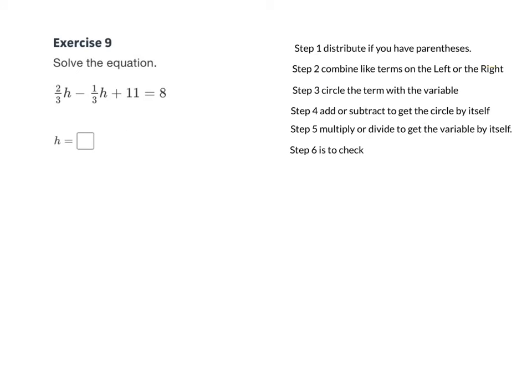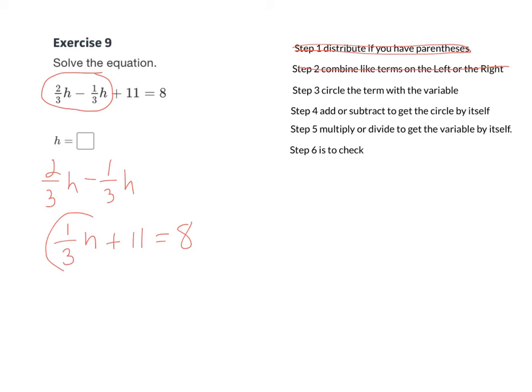The last one we have on the homework assignment. Distribute if you have parentheses, which we don't have. Combine like terms. We're going to do this part right here. 2/3 h minus 1/3 h. So 2 minus 1 is 1. And the thirds stay the same. So this is 1/3 h plus 11 equals 8. So now we've combined like terms.